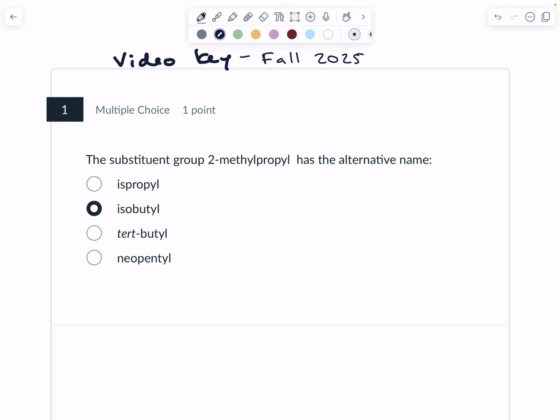Okay, so when I think of this, we have a parent chain, and off of the parent chain I have 1, 2, 3 carbons, and then on carbon 2 there's a methyl. So this does look like the isobutyl group to me.